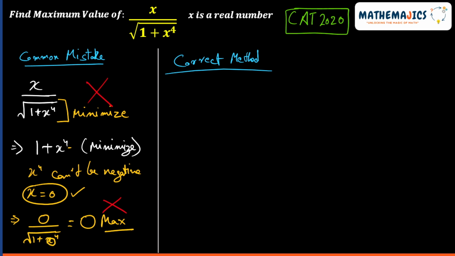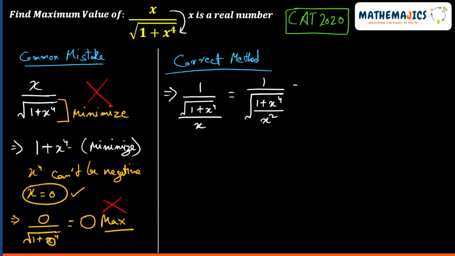For the correct method, we can bring this x from the numerator into the denominator. If we bring this x into the denominator, we will get the square root of 1 plus x raised to power 4, upon x. Now, to simplify this further, we can take this x into the square root. We will get 1 plus x raised to power 4 upon x square. Now simplifying this further, we will get 1 by square root of 1 by x square plus x square.